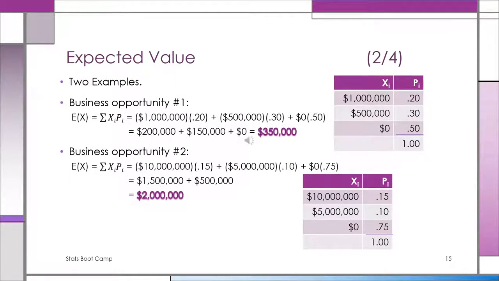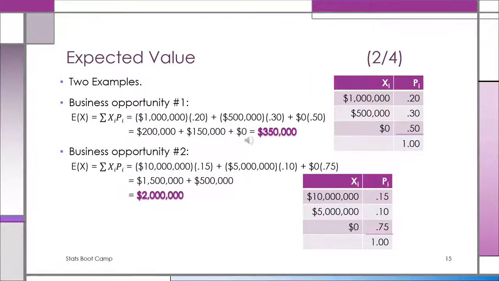Let's look at these two business deals. Business opportunity one, you have a 20% chance of making $1 million, a 30% chance of making $500,000, and a 50% chance of making zero. Well, you might analyze it through expected values. See the way we symbolize expected value?